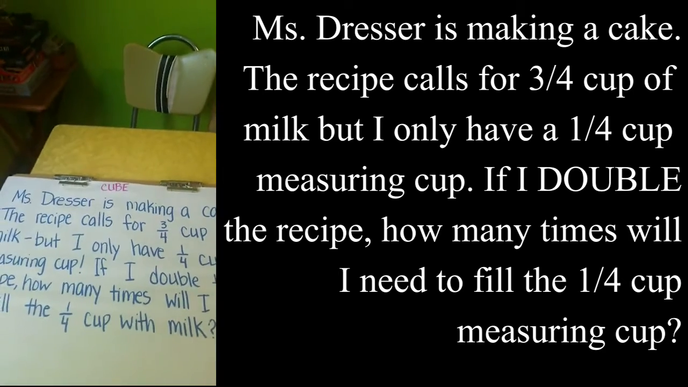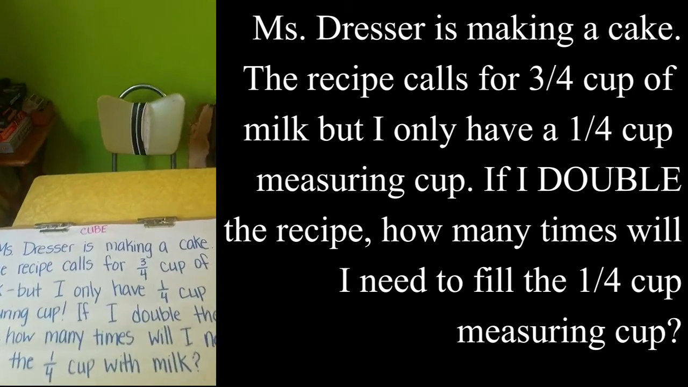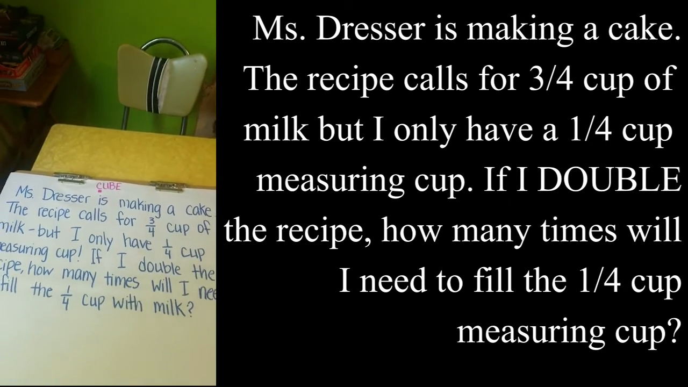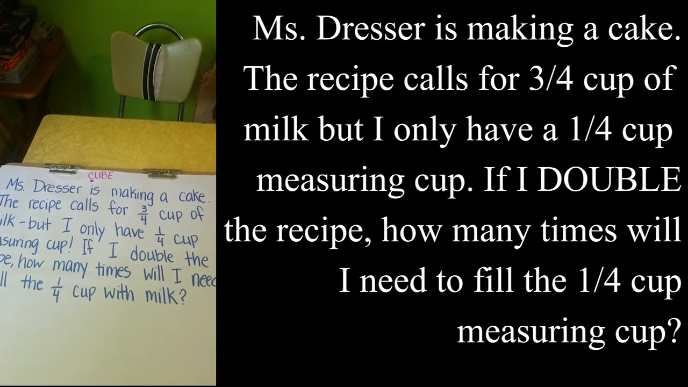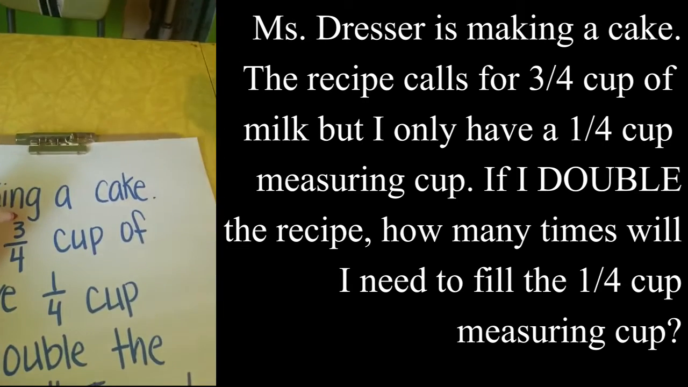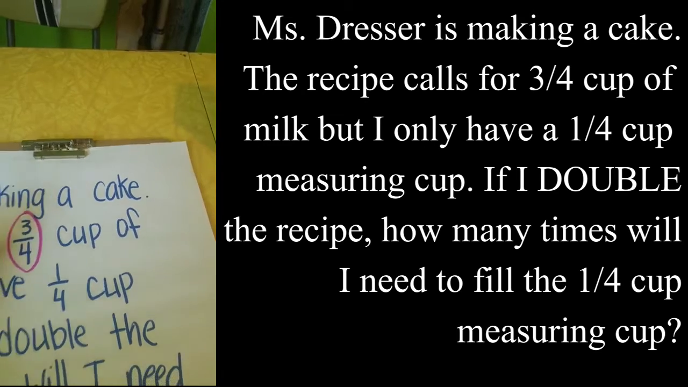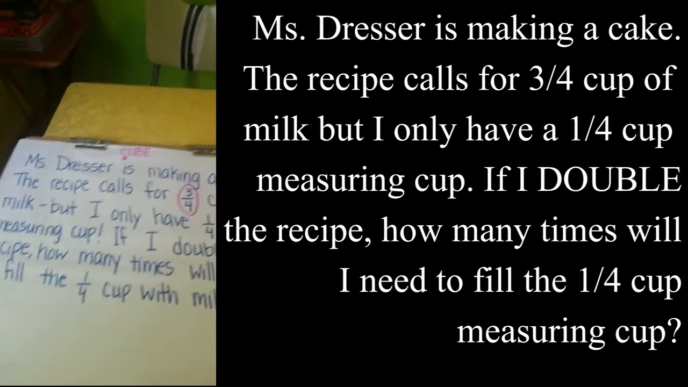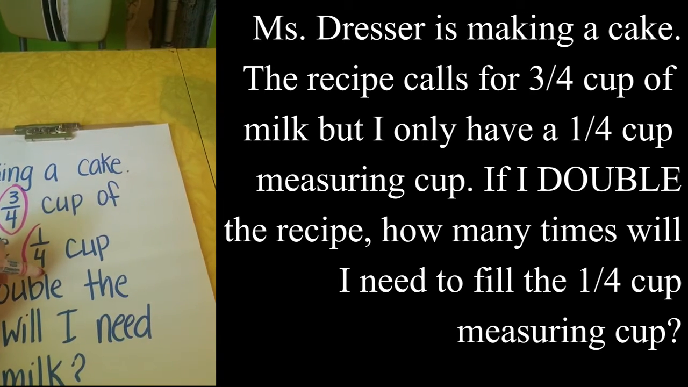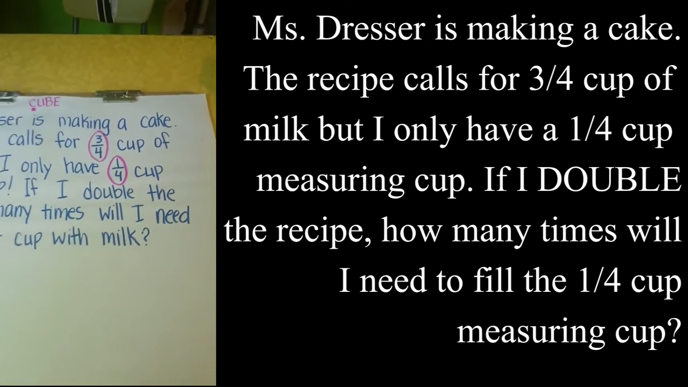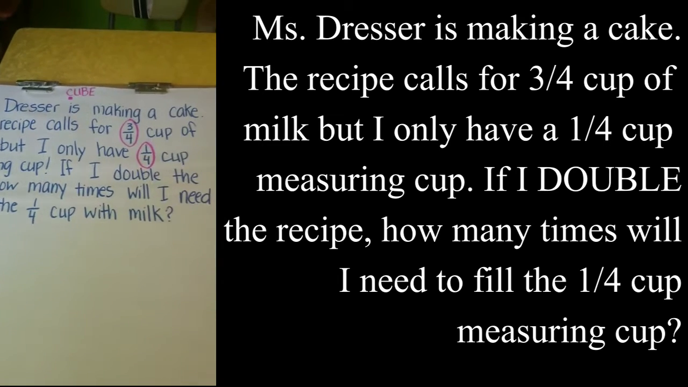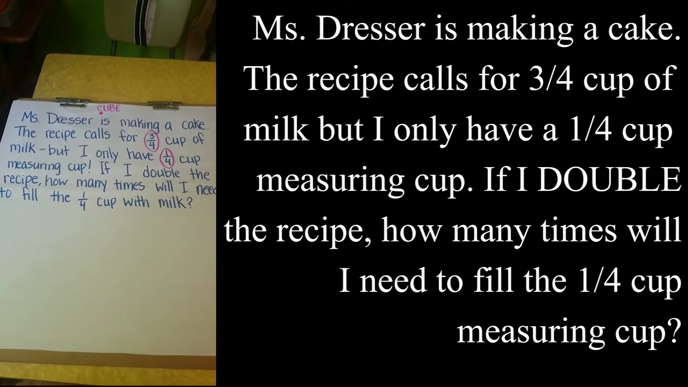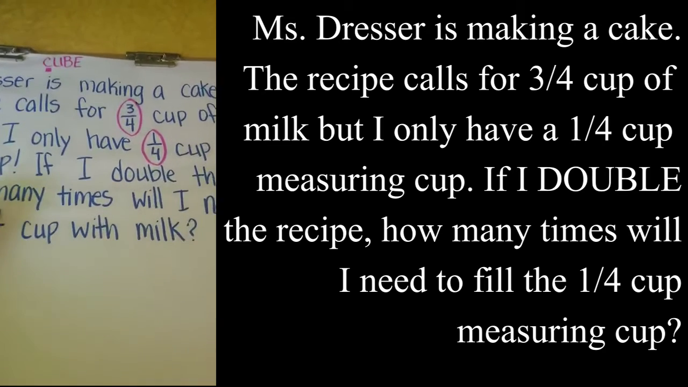So the first thing I want to do is circle all my numbers. That's what the C stands for, circle. Ms. Dresser is making a cake. The recipe calls for 3/4 cup of milk. I'm going to circle that 3/4. But I only have 1/4 cup measuring cup. I'm going to circle that 1/4. And then it says, if I double the recipe, how many times will I need to fill the 1/4 cup with milk? I'm going to circle that.